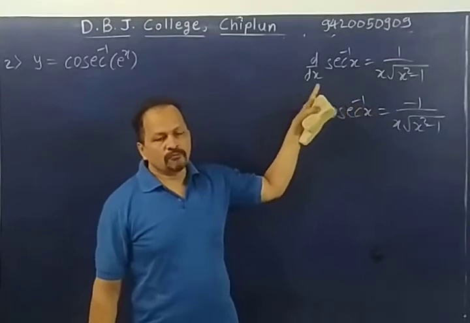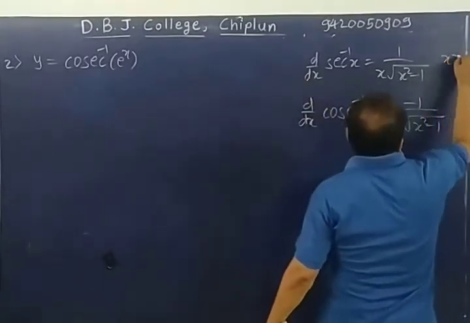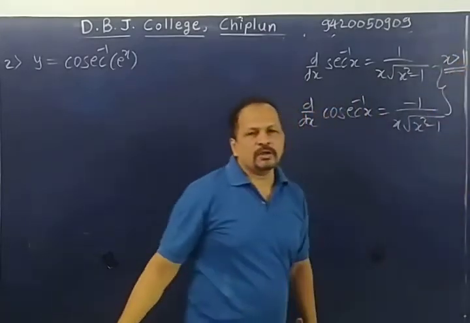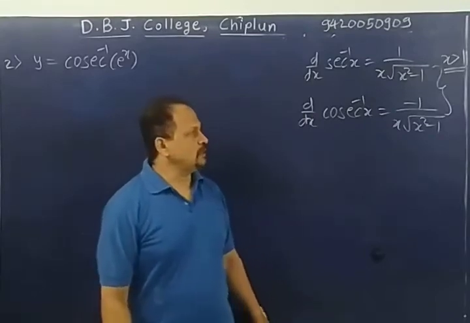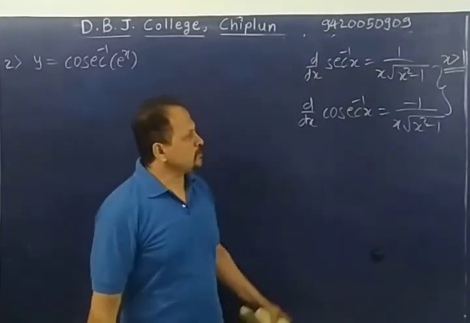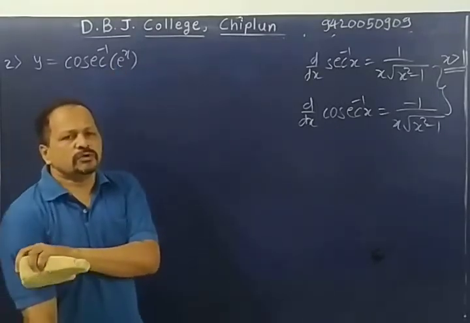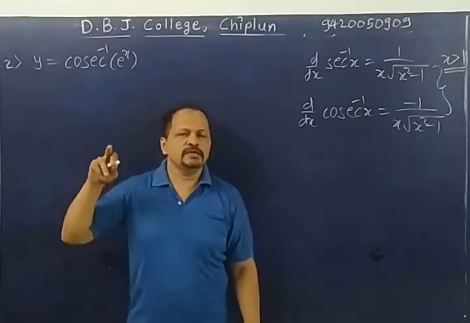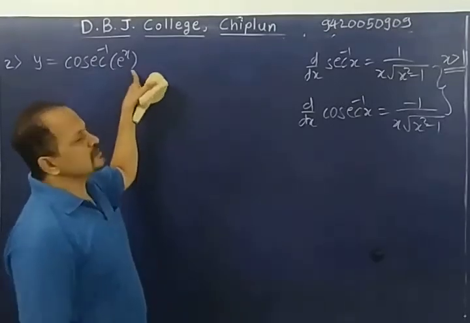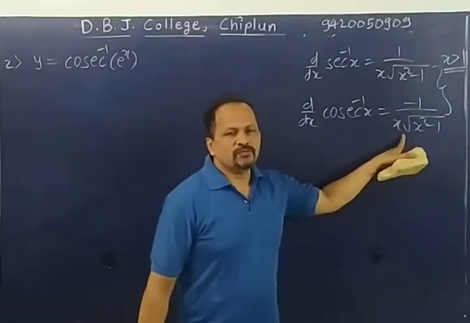Actually, in the formula list, both the formulae are given for x greater than 1. So here no harm to assume that x is greater than 1. E raised to x, you know the value of e is 2.71828. We can consider this is greater than 1. So I am going to use this formula.